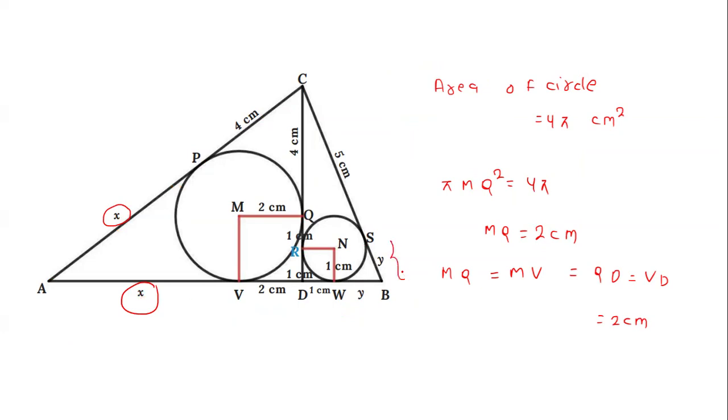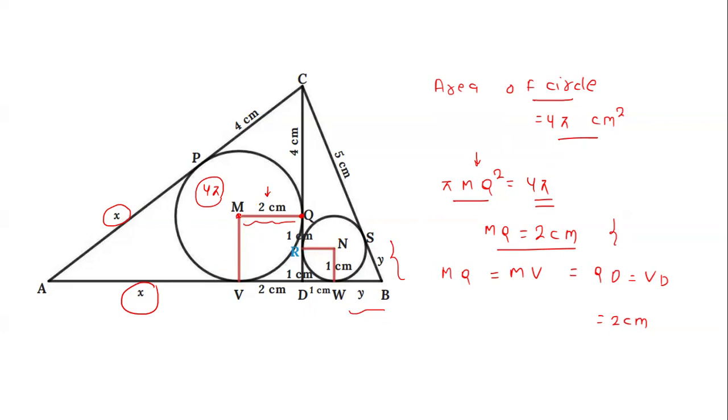Let's say this BS is y, so this BW is also y. And in the problem it is given that this circle area is 4 pi. So let's say this is the center of the circle, M. We can write the area of the circle as 4 pi. The area of the circle is pi times radius squared. In this figure you see this MQ length is the radius from the point M to the point Q. So here you can put pi times MQ squared is equal to 4 pi, and you can find the MQ value. It will come to 2 centimeter. So I put here 2 centimeter.